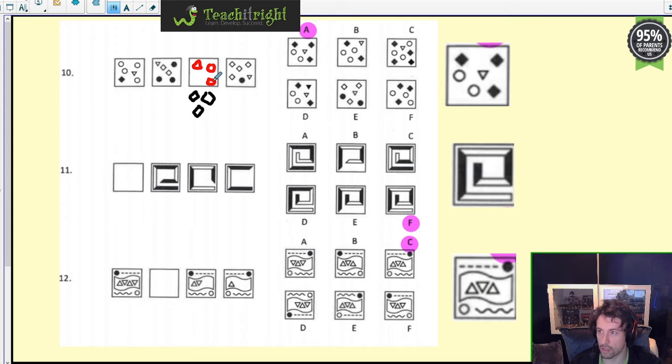So 1 triangle, 2 circles, and some black diamonds. And if you look, that's what we actually get in A. So it did work. We had spotted it. Well done, us. Right, number 11.